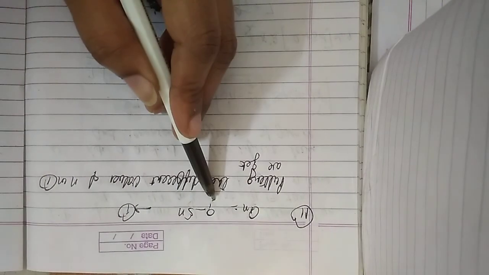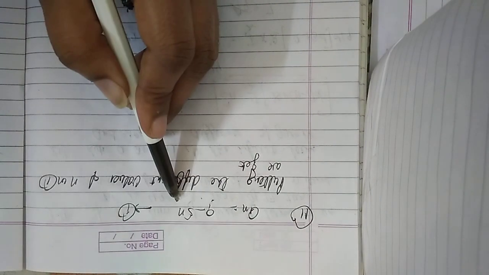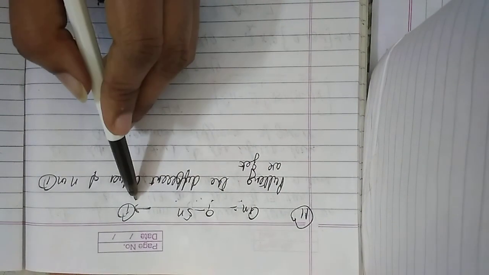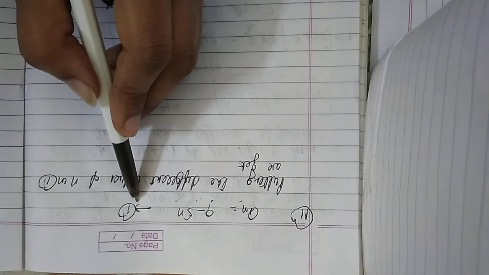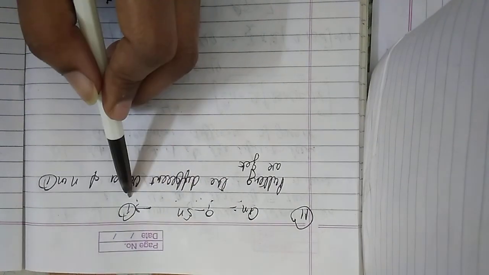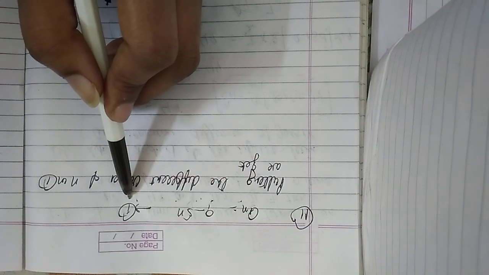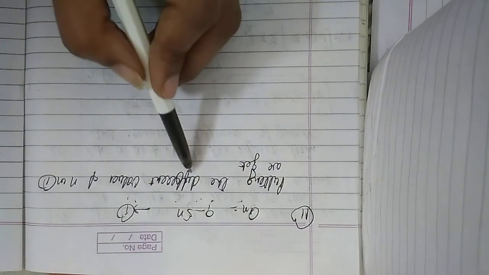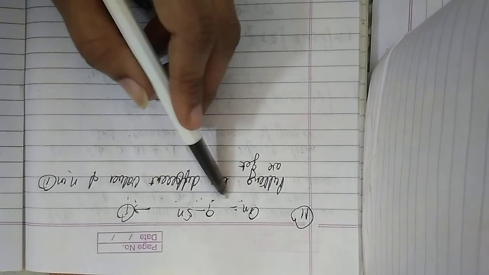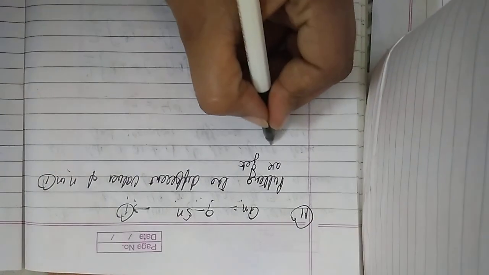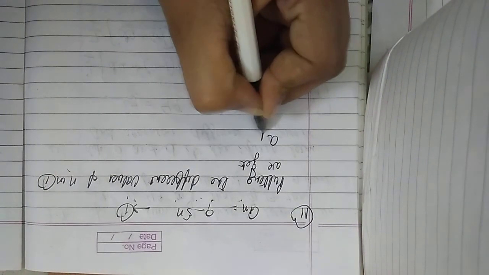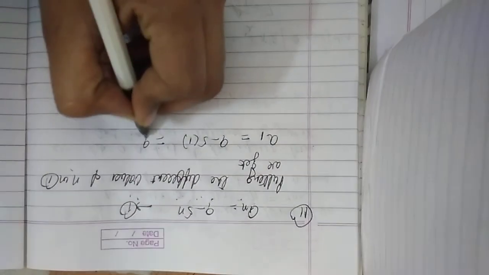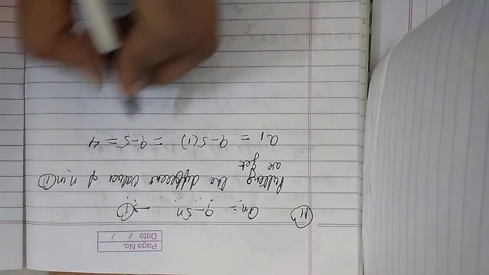Now the second part. an is equal to 9 minus 5n. The nth term is given. Firstly we have to check whether this sequence forms an AP. If it forms an AP, then we have to find the sum of first 15 terms. Again, putting different values of n. For n equal to 1, a1 is 9 minus 5 into 1, that is 9 minus 5, 4. So the first term is 4.